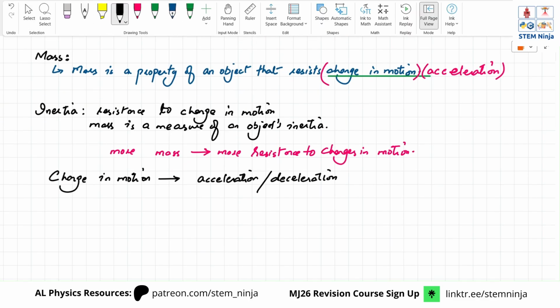Now, mass, we know that it's a scalar quantity. There is no doubt about that. And we also know the unit for this. We already talked about it in the first topic. That is the kilogram. We are talking about the SI units, so kg is the way to go.